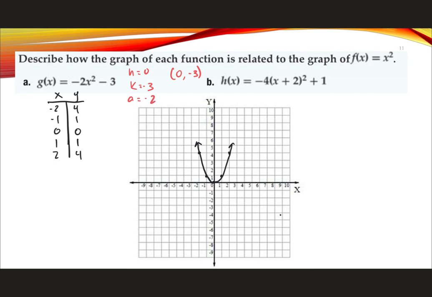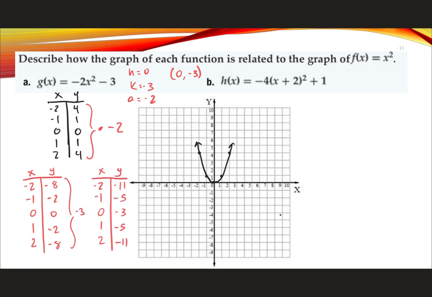Okay, so I'm going to have 3 different charts over here. I'm going to apply A first, then K, because A is multiplying. So my x-coordinates, because I don't have an H, don't change. So multiplying by a -2 first. And as you can see, all of these coordinates just flipped upside down. So I went from a +4 to a -8. Now I am going to subtract 3.